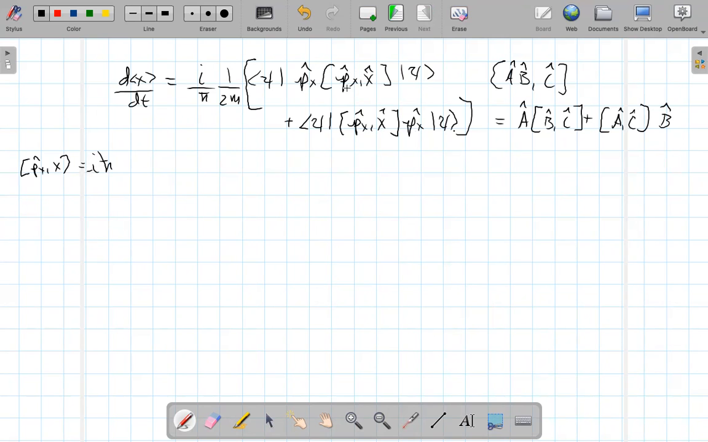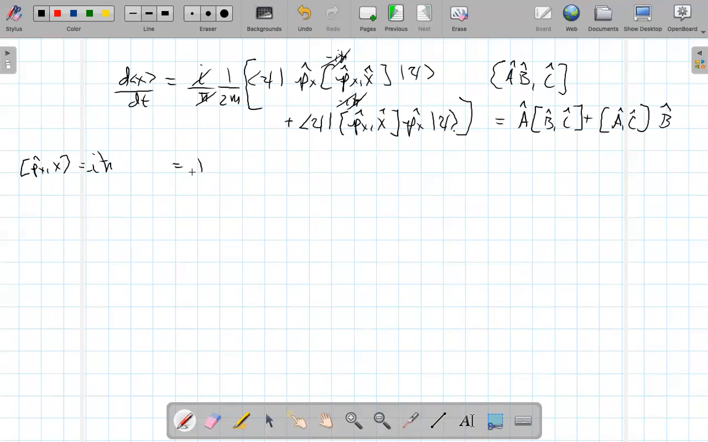So this term here is going to be simply minus i h bar. This term is also going to be minus i h bar. They're both simply constants, so I'm going to factor those out. So this is minus i h bar, this is also minus i h bar. So this h bar and this h bar cancel with this one. This negative i and this negative i make this one positive.